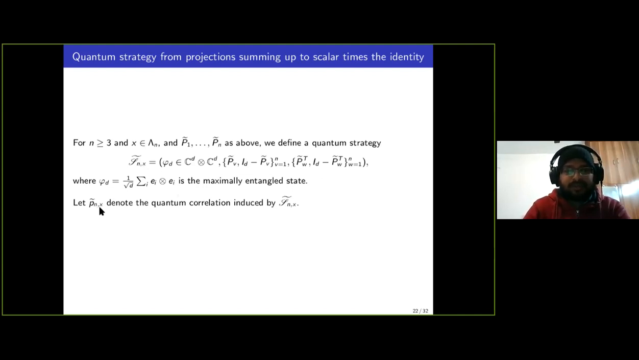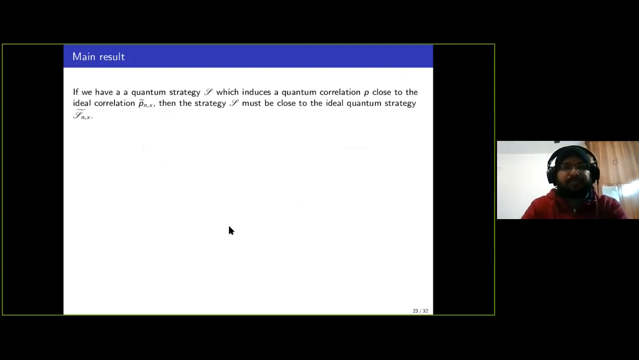And then we look at the quantum correlations obtained through these strategies. So for each n and x, we will get these correlations. And of course, n can be bigger than or equal to 3. So we established that if we have a quantum strategy which induces a quantum correlation P, which is close to the ideal one, then that strategy should also be close to the ideal quantum strategy given by the tilde ones.